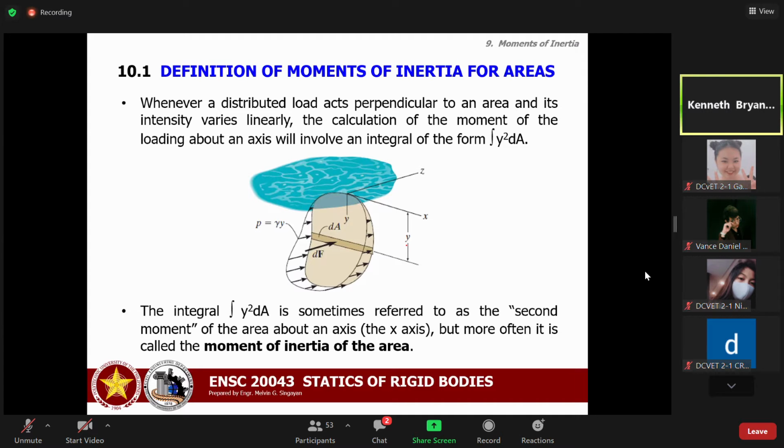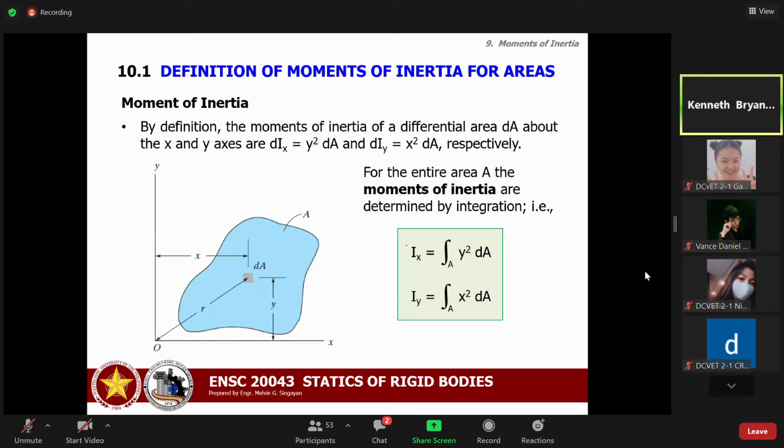So by definition, the moments of inertia of a differential area dA about the x and y axes are dIx equal to y squared dA and dIy equal to x squared dA.